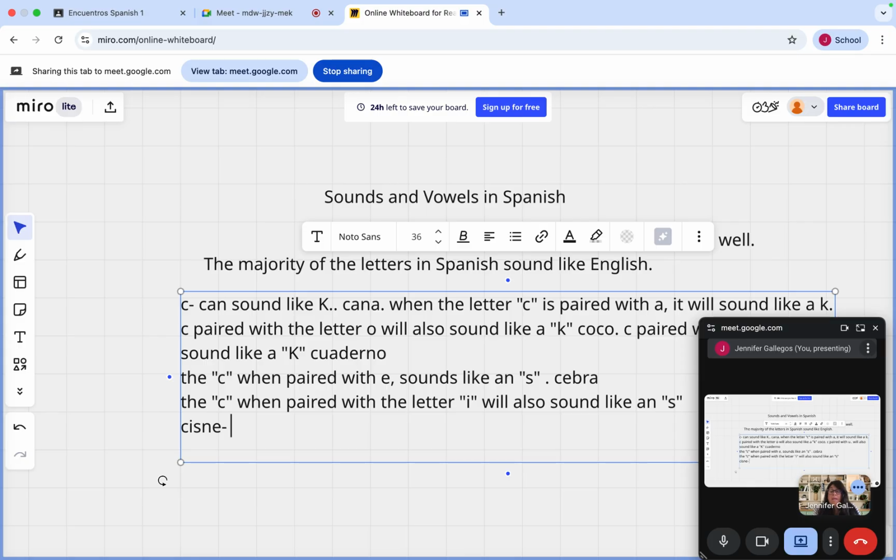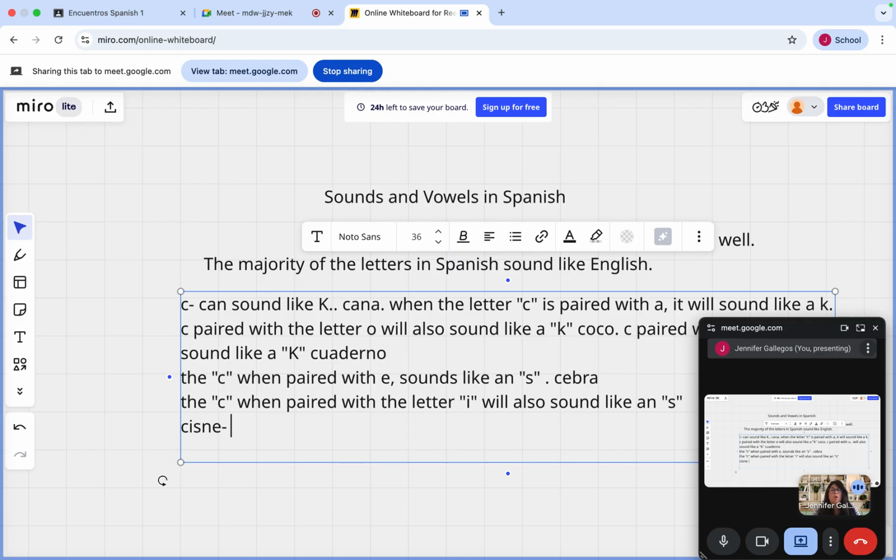So all you have to remember, how does the letter C sound in Spanish? Well, when we pair the letter C with an A or an O, it's going to sound like a K, okay? And we use the examples of coco and caña, okay? And then when the letter C is paired with the letter E or the letter I, then it's going to sound like an S. So we have the words cebra and cisne.